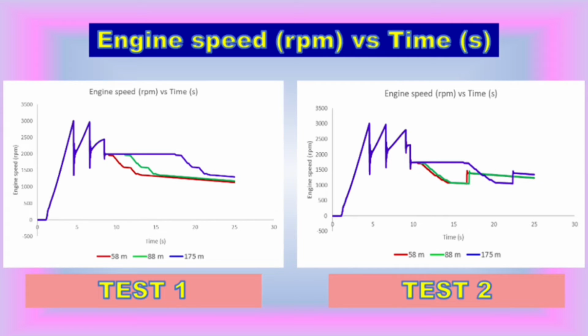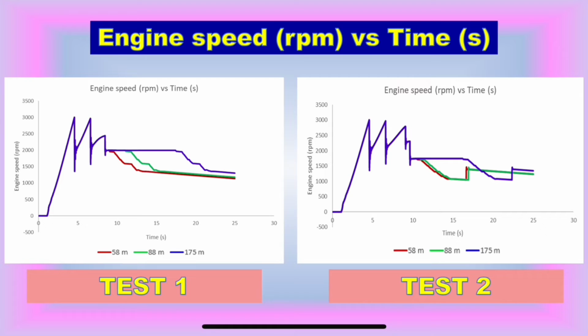Also, for test 2, it is shown that the graph is going upwards after 15 seconds. This is because the car starts shifting into a lower gear, causing the engine to move faster. So the engine speed increases.